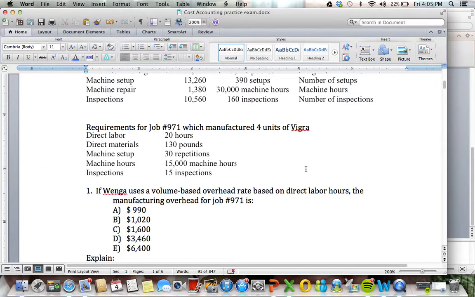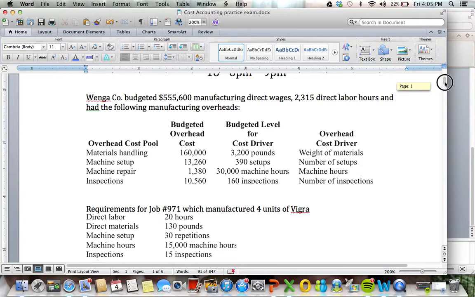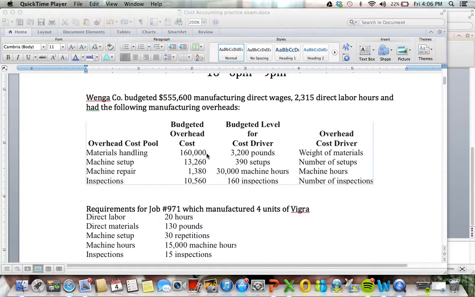So looking at the question here, it says Wenga uses a volume-based overhead rate based on direct labor hours. The manufacturing overhead for job 971 is... Okay, so what we want to start with is first saying overhead, remember, is everything but direct materials and direct labor. In this case, you see all the overhead is right here in front of us on their budgeted overhead cost. So how much do we have total?